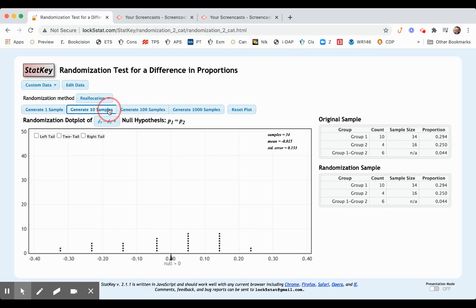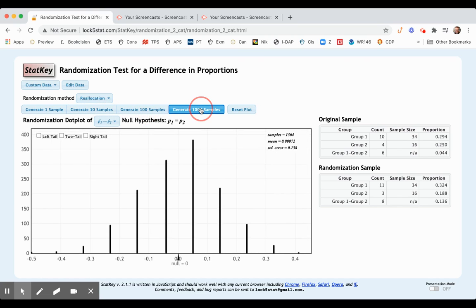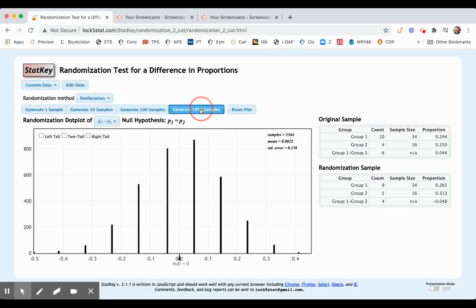And now we can do like 10 more at a time, 100 more at a time. Or if we really want to get some definitive distribution shape and size, we can do thousands. So let me get it up to over 10,000. Seems like that's a nice round number. So 10,364 simulations of that same card simulation.